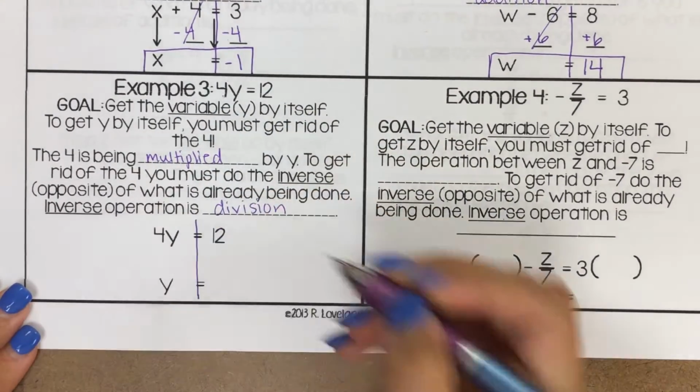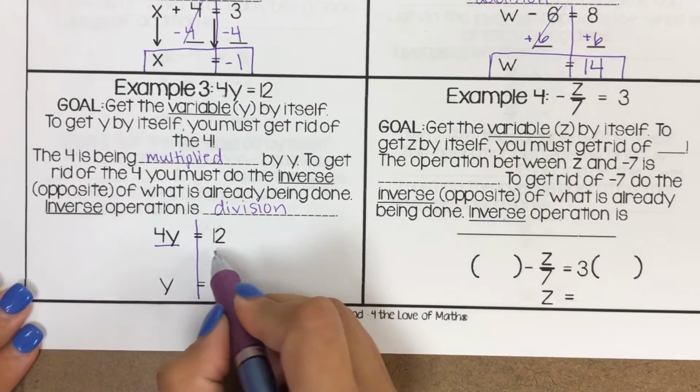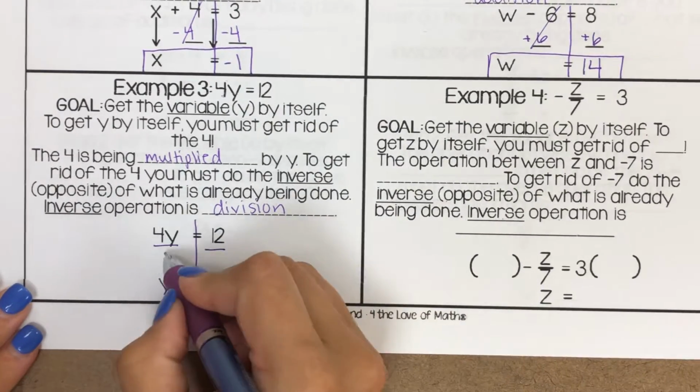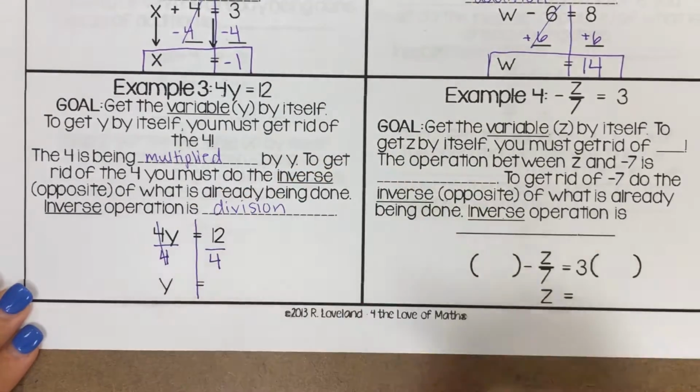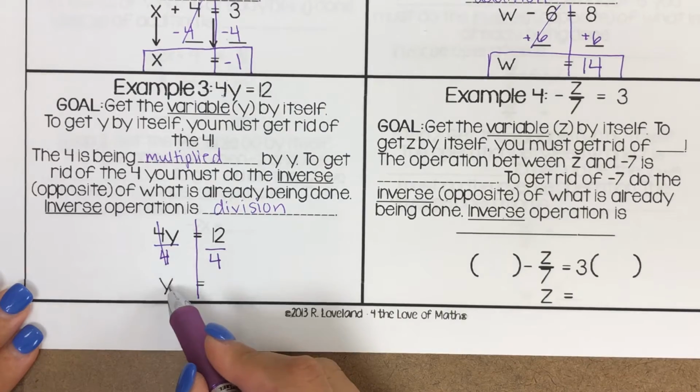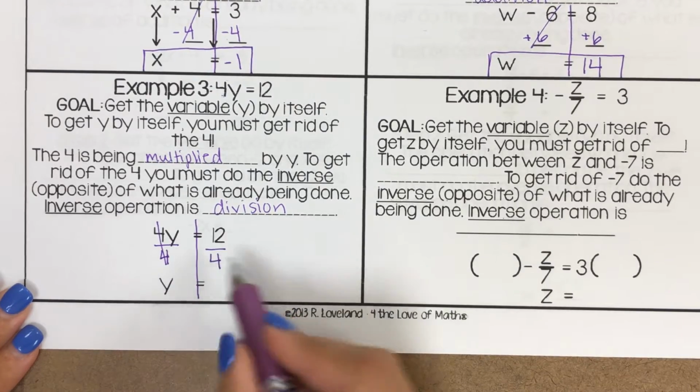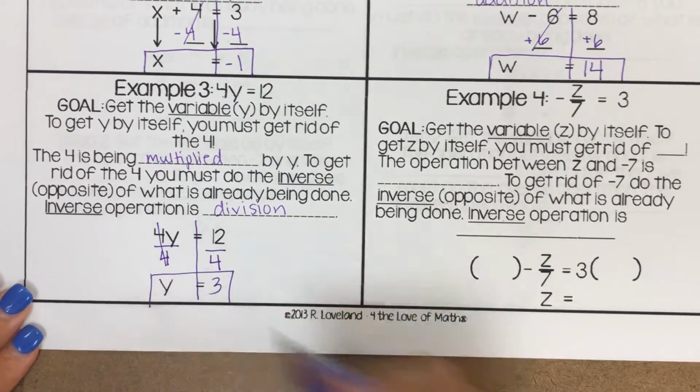So we draw our line. The way we show division is we draw the bar underneath it, similar to a fraction bar. We divide both sides by 4. 4 divided by 4 is 1, so they just cross out, bring down our y, because 1y and y are the same thing. 12 divided by 4 is 3.